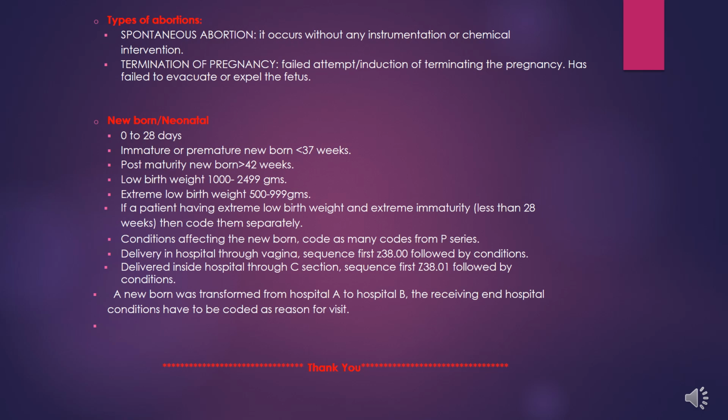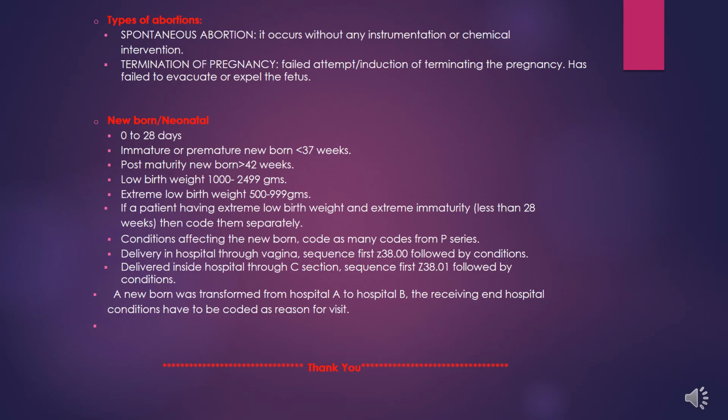Post-maturity newborn is 42 weeks. Low birth weight is 1000 to 2499 grams. Extreme low birth weight is 500 to 999 grams. If a patient has extreme low birth weight and extreme immaturity of less than 28 weeks, then code them separately. Conditions affecting the newborn: code as many codes from the P series.